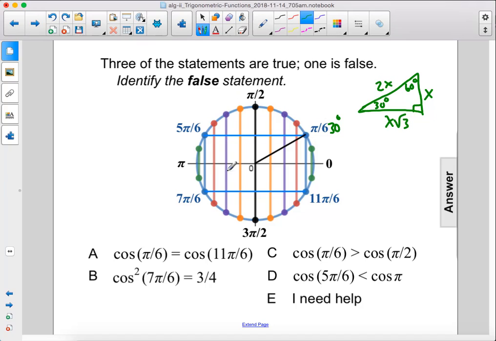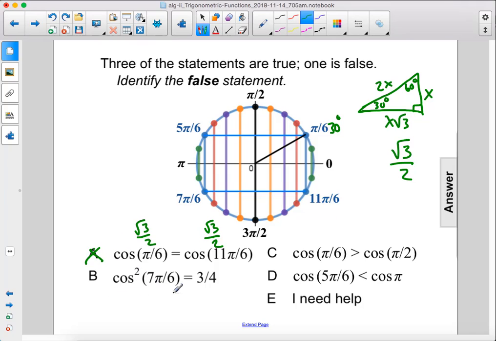However, the cosine of 30 degrees is x times the square root of 3 over 2x, which is the square root of 3 over 2, when the hypotenuse is 1, which is what we're dealing with here. Therefore, cosine of pi over 6 is the square root of 3 over 2. The cosine of 11 pi over 6, well, the line here is the same length as this line. Therefore, it's also the square root of 3 over 2. So this is true. We can eliminate it.